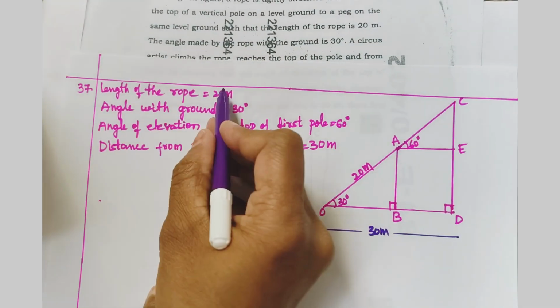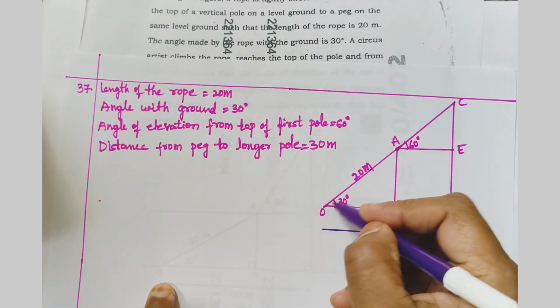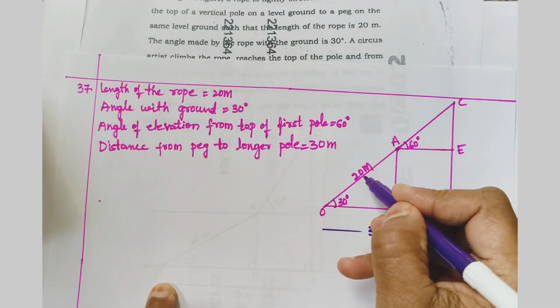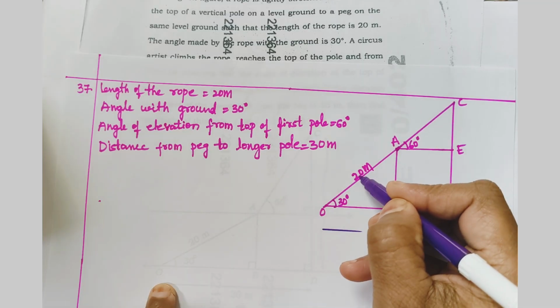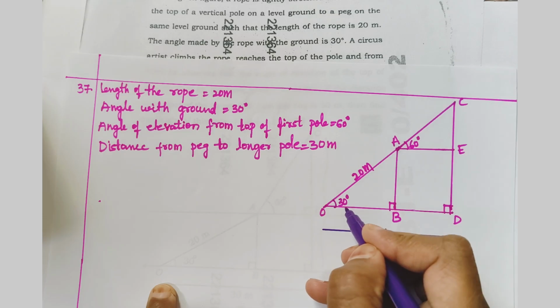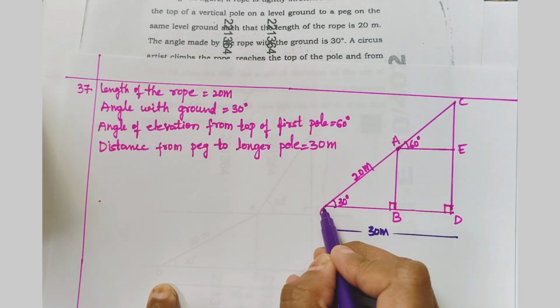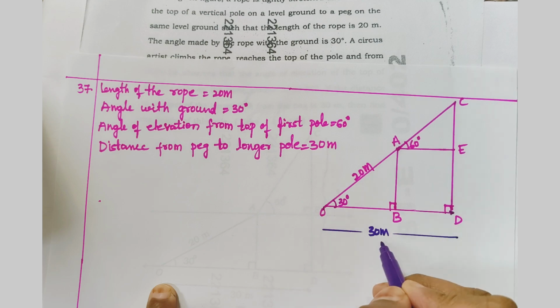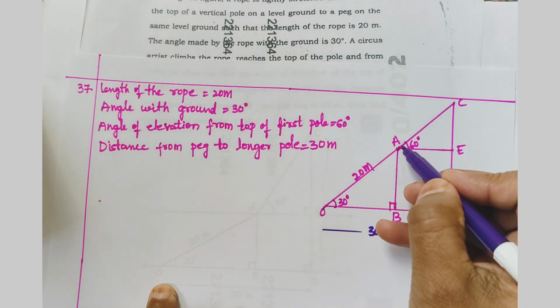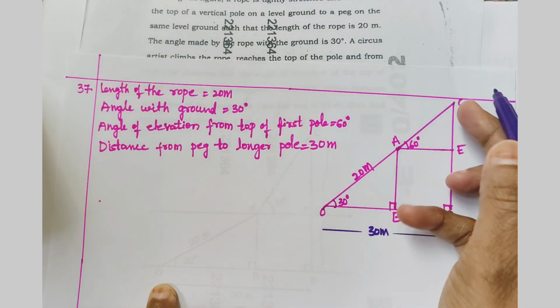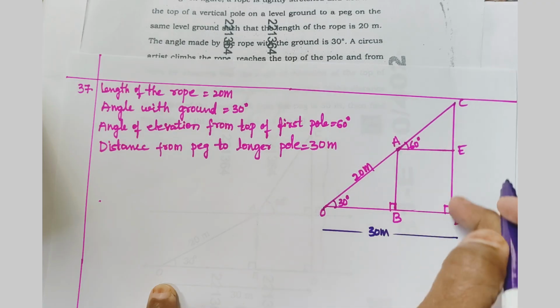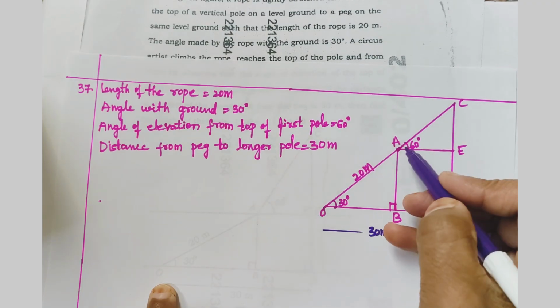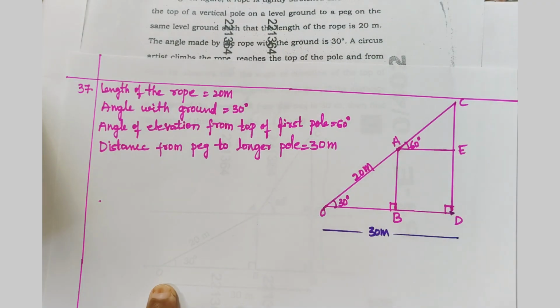Now see the length of the rope. This is the length of the rope. How many meter? 20 meter. This rope length is 20 meter. Here how much degree? 30 degree. Next, this is the peg. This is the pole. This peg to pole is 30 meter, and this is the first pole. Next, this is one pole, smaller pole to bigger pole. How much degrees there? Angle of elevation 60 degrees there.